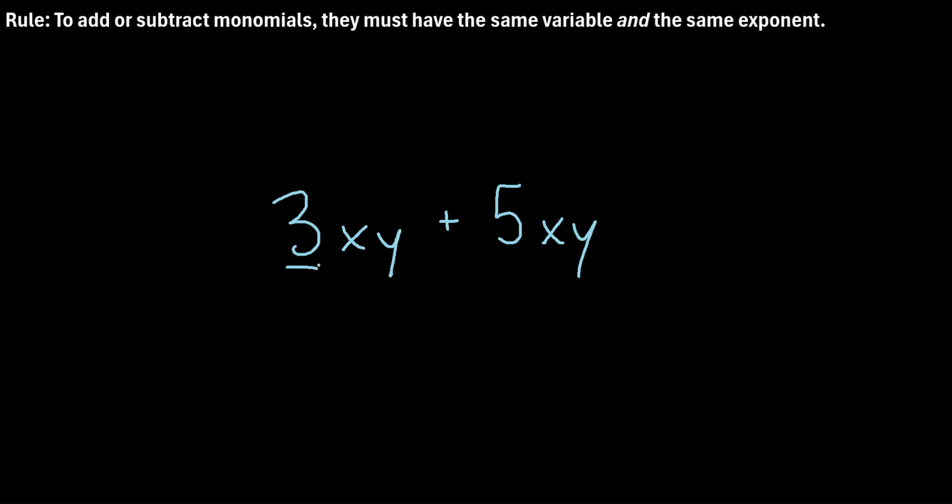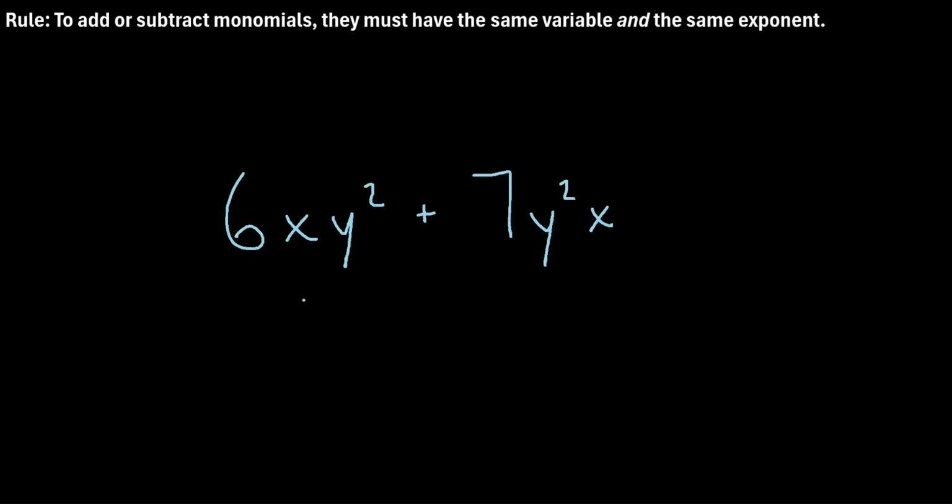So all we have to do is say 3 plus 5, which is 8. So our final answer is 8, along with the variables that they share, so an x and a y. So that is our final answer. All right, let's try this one. 6xy squared plus 7y squared x. Can we add these two together?